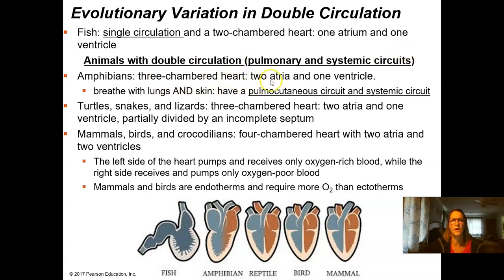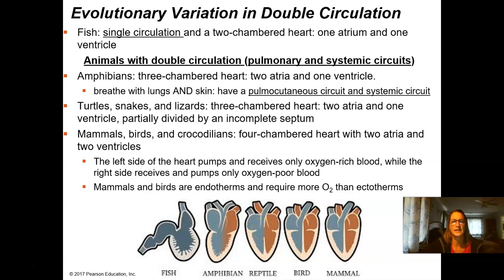Amphibians have a 3-chambered heart, 2 atria and 1 ventricle. They breathe with lungs and skin, and they have a pulmocutaneous circuit and a systemic circuit. Those are their 2 circuits. Turtles, snakes, and lizards have a 3-chambered heart as well, 2 atria and 1 ventricle, but that ventricle is partially divided by an incomplete septum, so there's less mixing of oxygenated and deoxygenated blood than in an amphibian. So here's the amphibian heart, here's the reptilian heart.